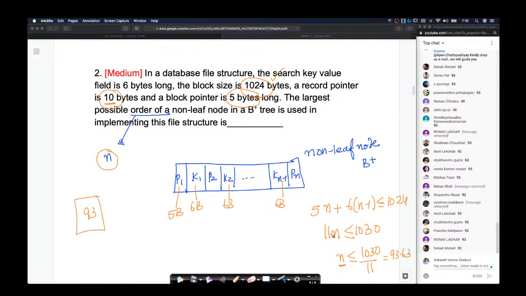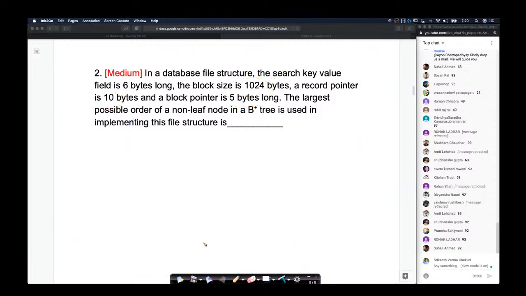Many of you got it right. So it's a very simple thing. You just have to visualize how a non-leaf node in a B plus tree looks like. This 10 bytes is given just to confuse you. If you have this visualization, this math is extremely simple and straightforward. Very simple problem if you think about it. So 93 is the correct answer here. So let's go to the next problem.